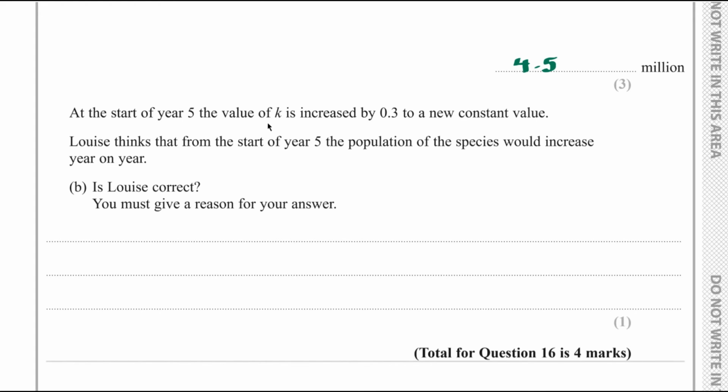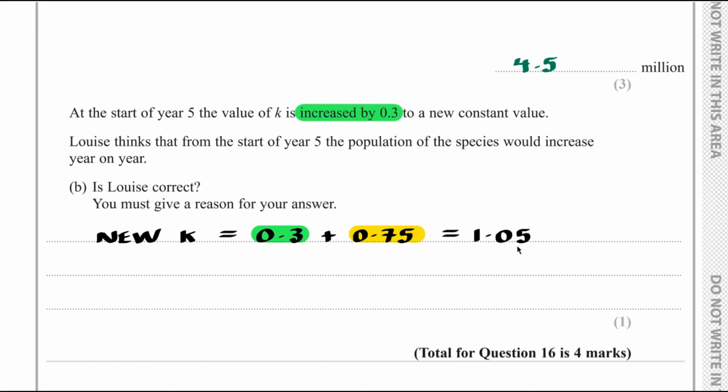At the start of year 5, the value of k is increased by 0.3 to a new constant value. Louise thinks that from the start of year 5, the population of the species would increase year on year. Is Louise correct? You must give a reason for your answer. Well, our new k will equal this 0.3 plus the 0.75, which is the value of old k. 0.3 plus 0.75, that's 1.05, and because this is greater than 1, we can say that Louise is correct, and that means that the population will increase.